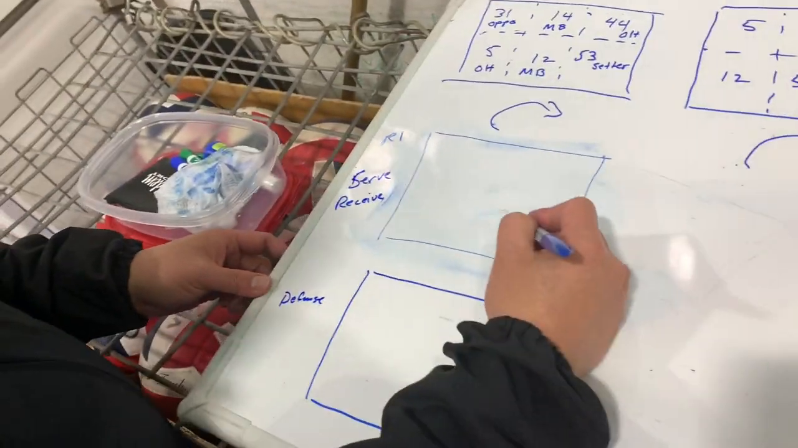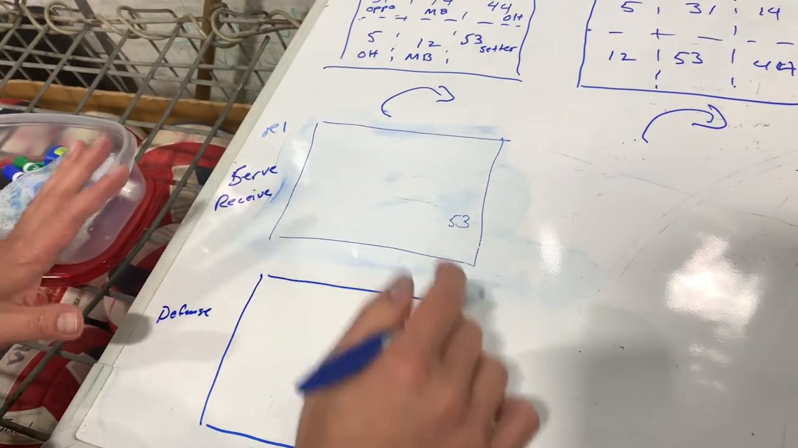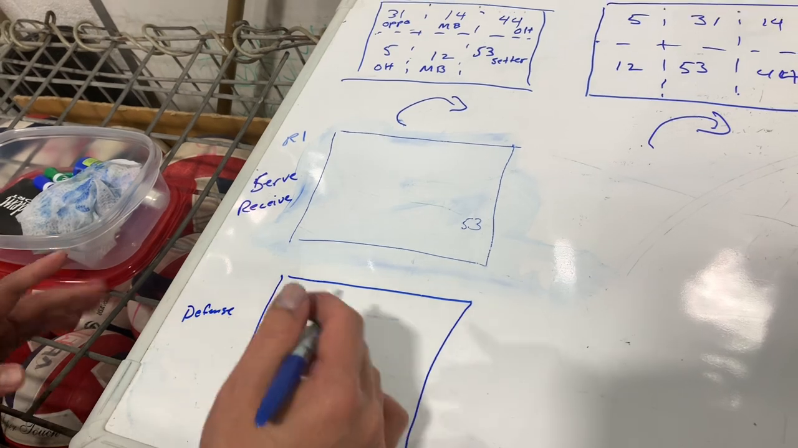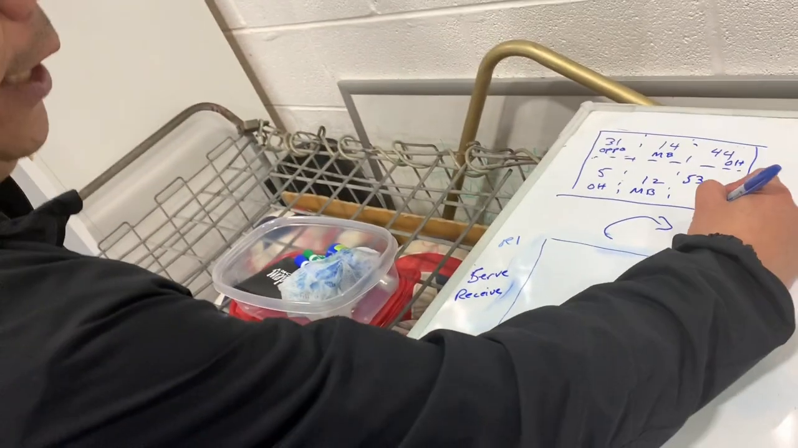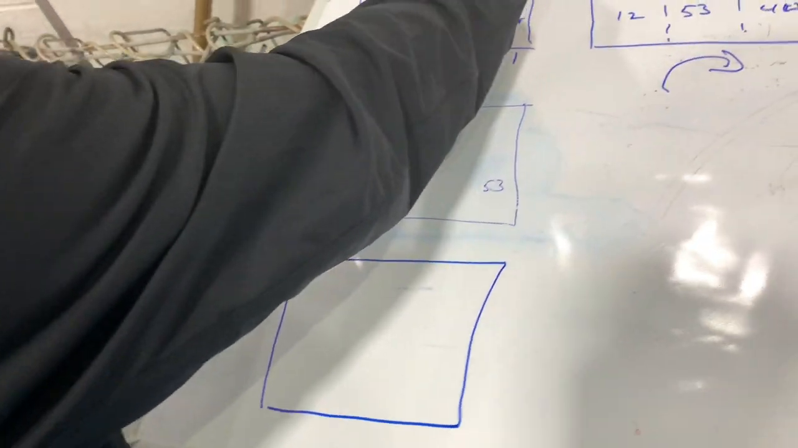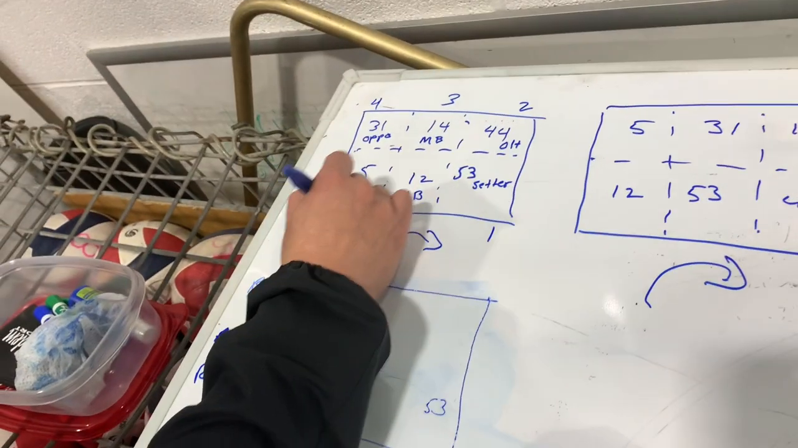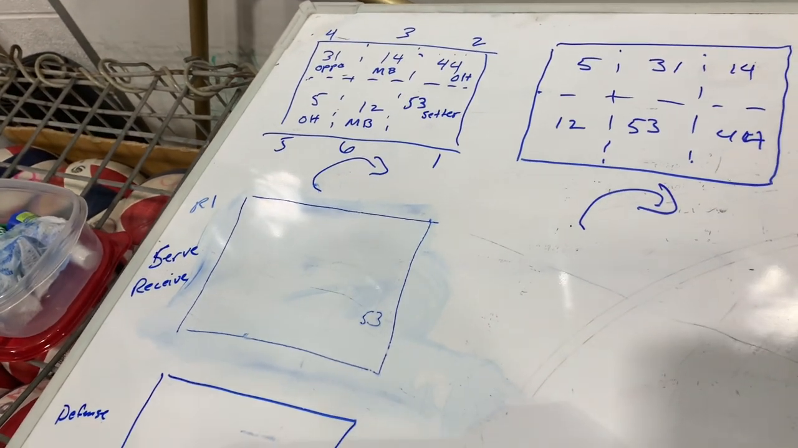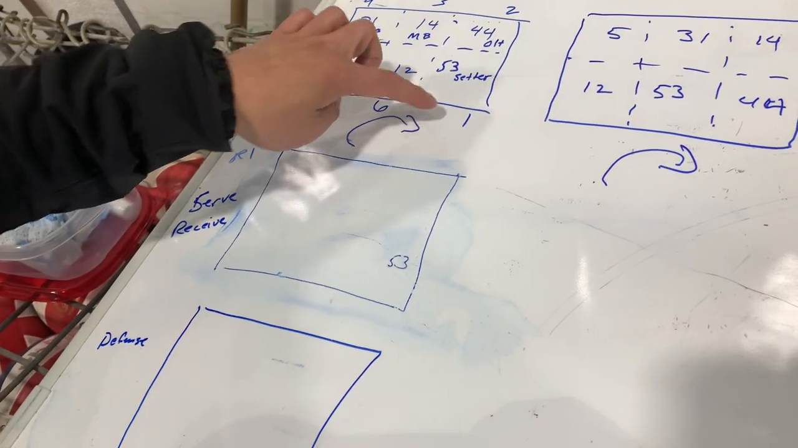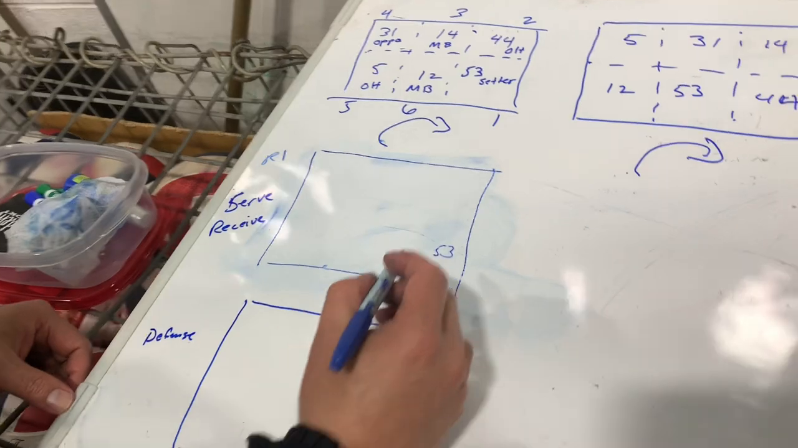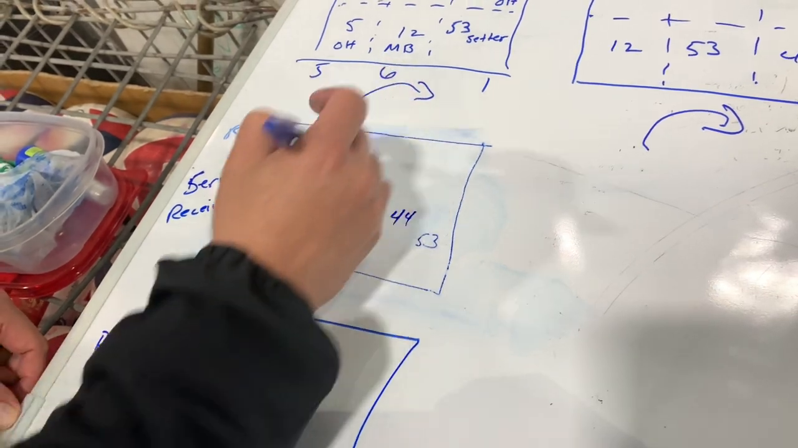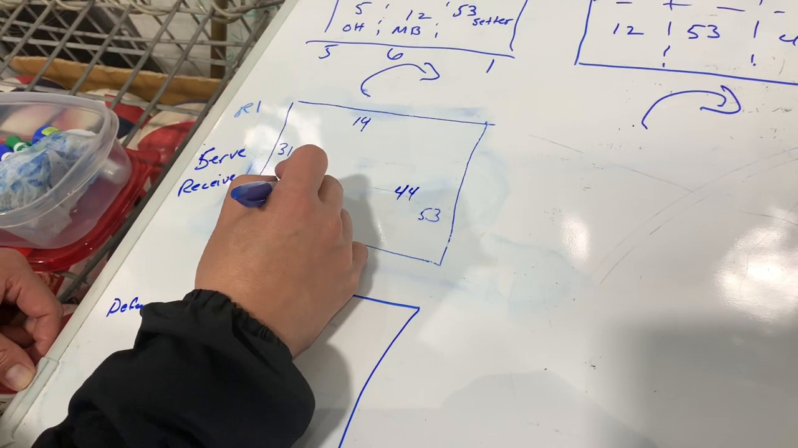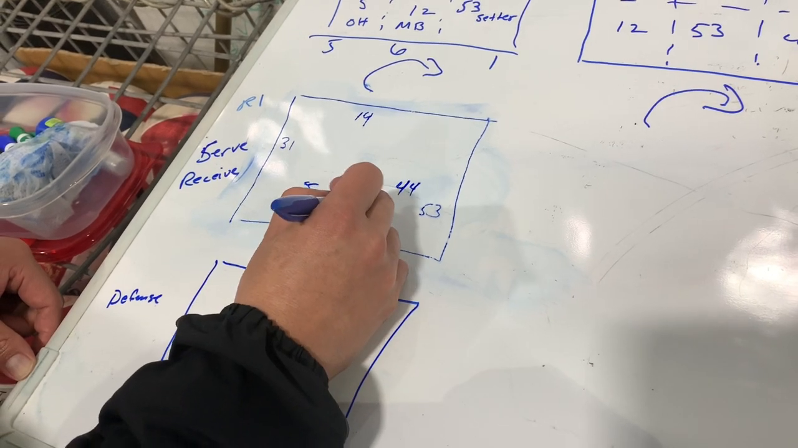In this particular case, this is what we call rotation one, because the setter is in the first position. It's a kind of silly rotation thing, but the way these boxes are numbered is this is one, this is two, three, four, five, six. So this is the first position. What we can do here is say 44 is here, 14 is here, 31 is here, 5 is here, and 12 is here.